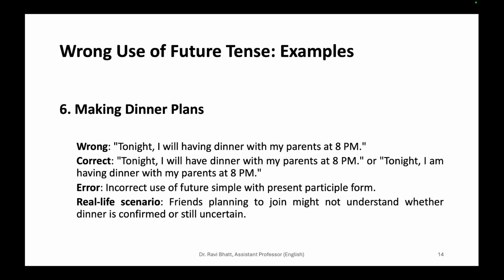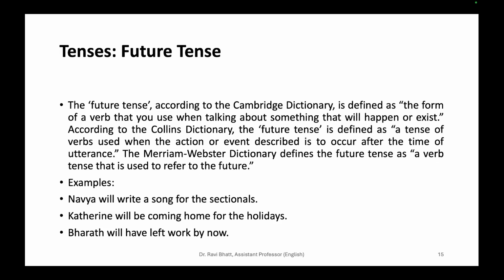Now, let's discuss what exactly are the tenses that we are going to discuss today. Like we said, future tense, some basics about the future tense. After that, we'll start discussing the variations. So future tense, according to the Cambridge Dictionary, is defined as the form of a verb you use when you are talking about something that will happen or exist.